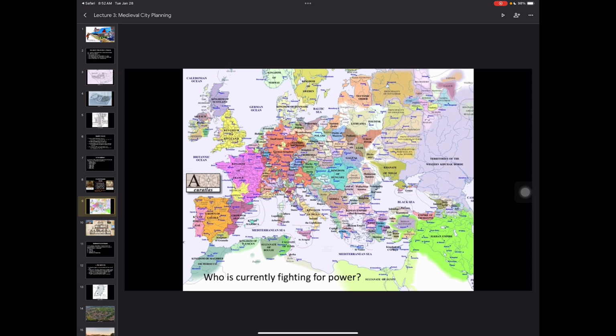And now we have all this fragmentation going on, very, very small principalities, lots of borders, which means lots of wars, right? And you're not just going to war with one kingdom, you're going to war with 5 to 6 kingdoms at a time. So it's super dangerous and you don't have a lot of resources to go around. Right? Who's currently fighting for power?